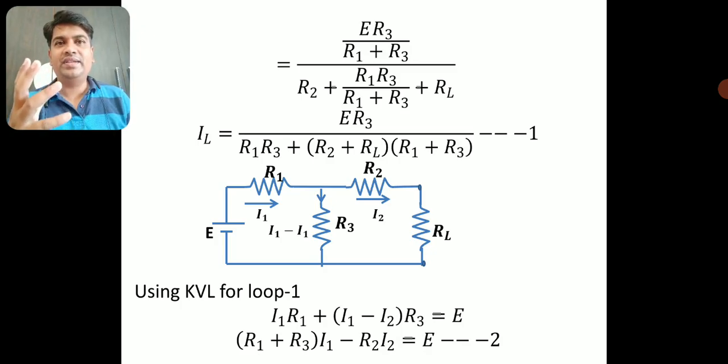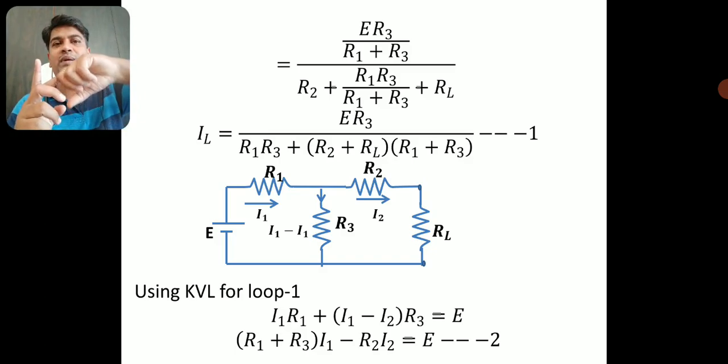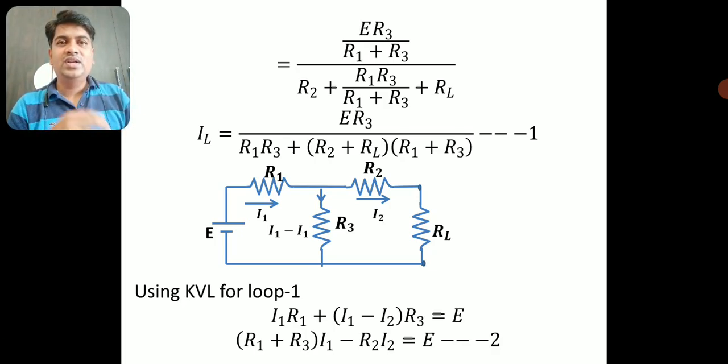But don't forget the sign convention. If your direction of consideration and the current direction are the same, you have to write positive. If they are in the reverse direction, you have to write minus. One more thing: if you are going from positive of the battery to the negative of the battery, you have to write plus on the right hand side. If you are going from negative to positive of the battery, you have to write minus on the right hand side. So you have to be very careful with the sign convention.